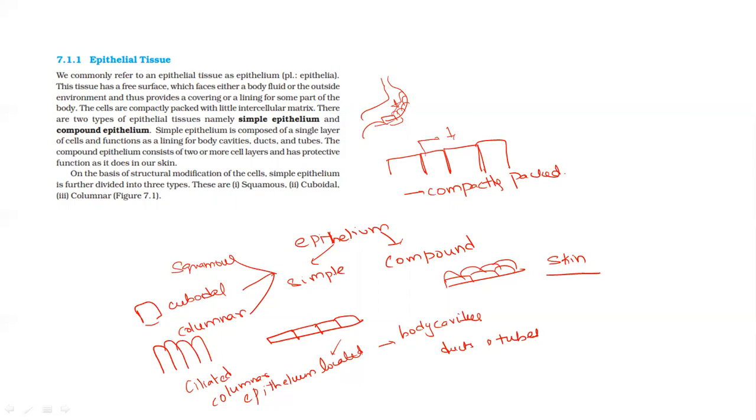And epithelium is of two types, simple epithelium and compound epithelium. And simple epithelium is further divided into squamous, cuboidal and columnar. And where is simple epithelium located? It is located in the body cavities, ducts and tubes. Whereas compound epithelium is located on the skin.